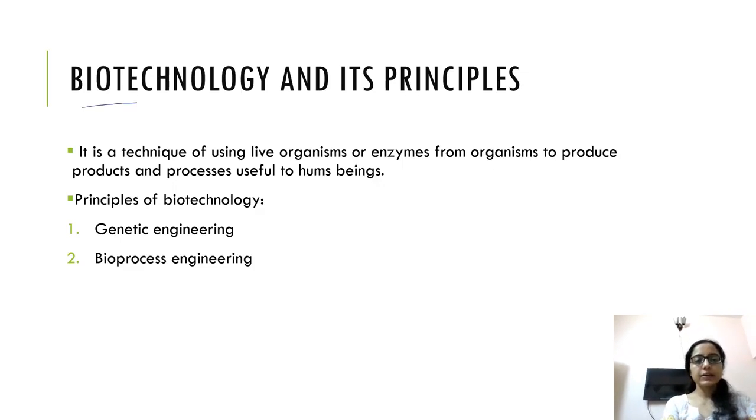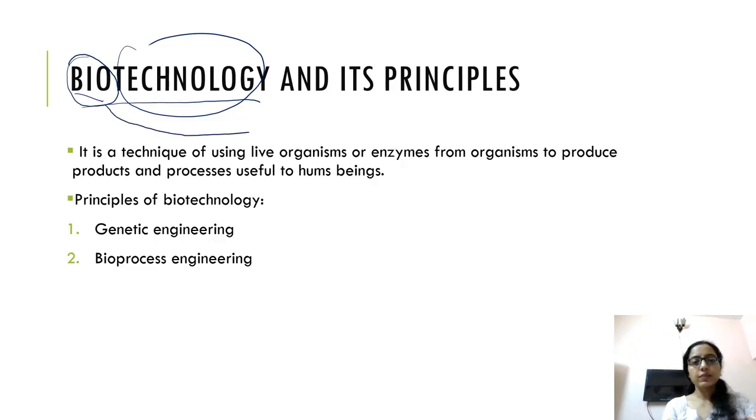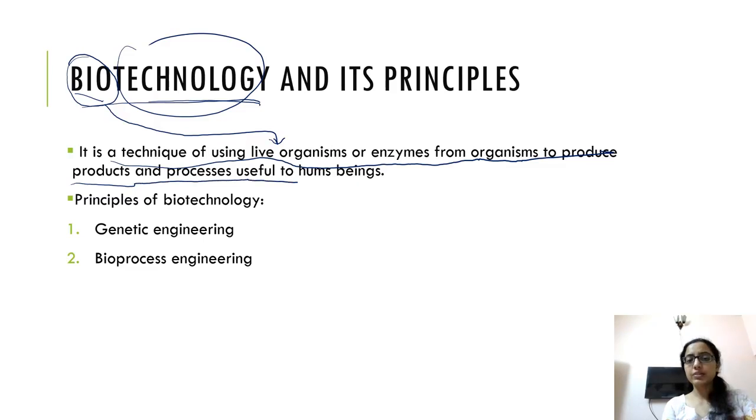Now start with biotechnology. The term itself has two different words, bio and technology. Bio means use of living organisms and technology means use of different techniques. So it is a technique of using different living organisms or enzymes from organisms to produce different products and processes which are useful for human beings. The process which includes producing different products for the benefit of human beings is nothing but biotechnology.